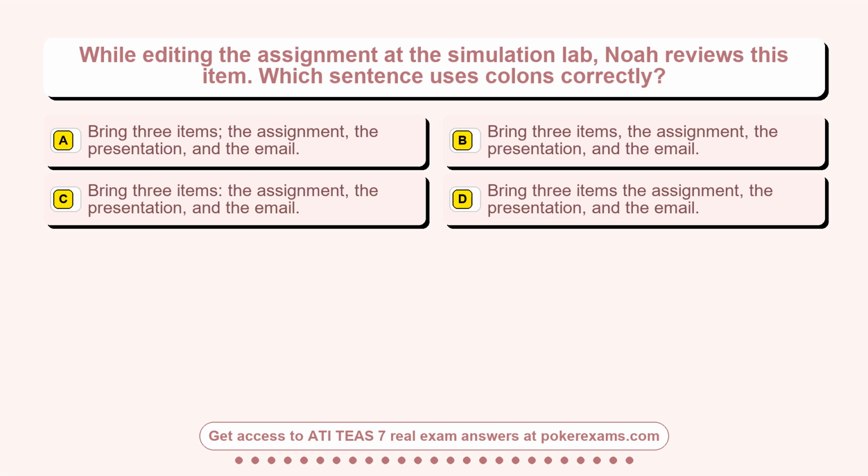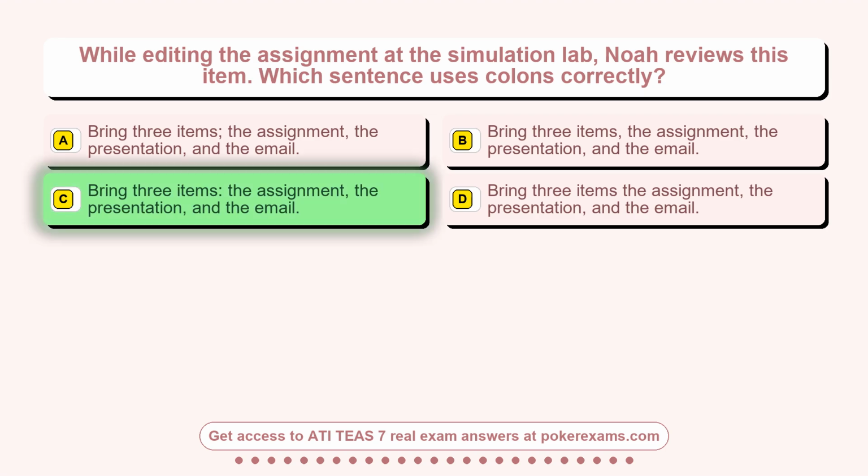Question 7. While editing the assignment at the simulation lab, Noah reviews this item. Which sentence uses colons correctly? Option A: bring 3 items, the assignment, the presentation, and the email. Option B: bring 3 items, the assignment, the presentation, and the email. Option C: bring 3 items, the assignment, the presentation, and the email. Option D: bring 3 items, the assignment, the presentation, and the email.